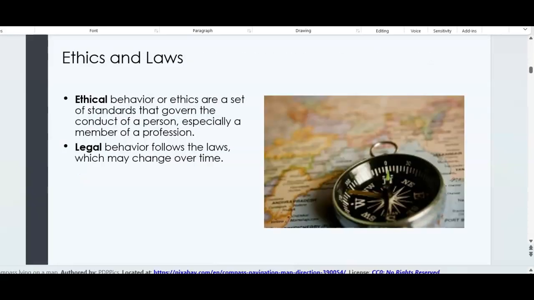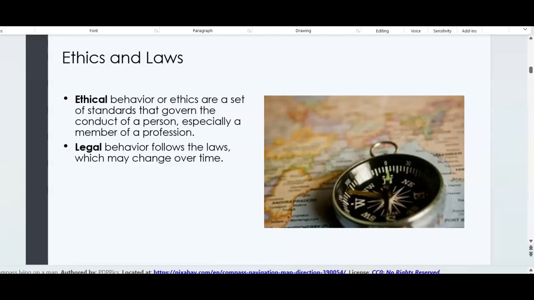One of the first main things that we have to understand is that there is a difference between what's ethical and what's legal. Often they're the same, but not always. So ethical behavior, ethics, is that set of moral standards that helps guide our conduct, while legal behavior is what is permissible or not permissible by law.